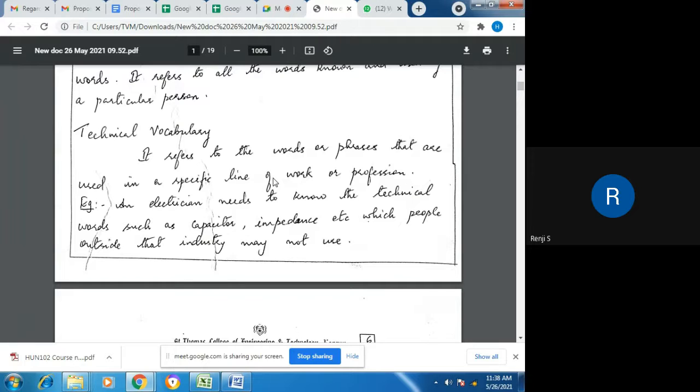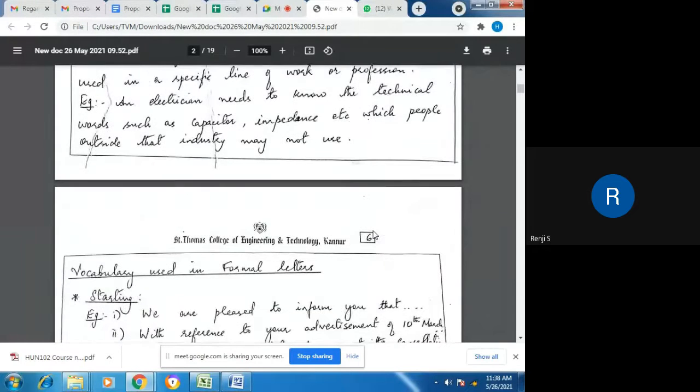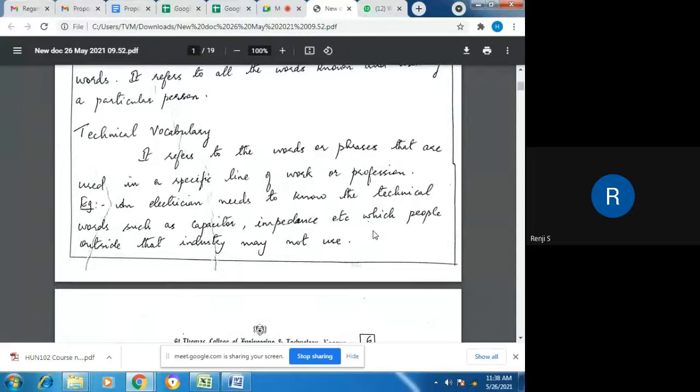For example, when we come to our computer science branch, we use terms like cloud computing, etc. And these words we are using specifically for our own purpose. Now, it is used by most other people; anybody who is using the internet also uses cloud computing. Not only the computer science branch, but in certain areas like electrical departments, they frequently use terms like capacitor, impedance, etc., which people outside the industry may not use much. And such words are called technical vocabulary.